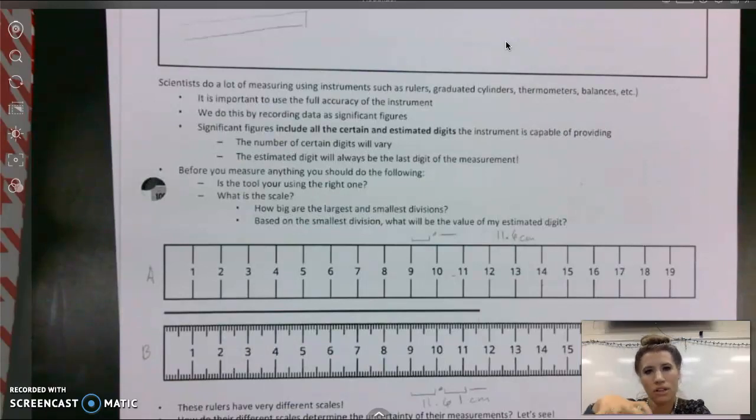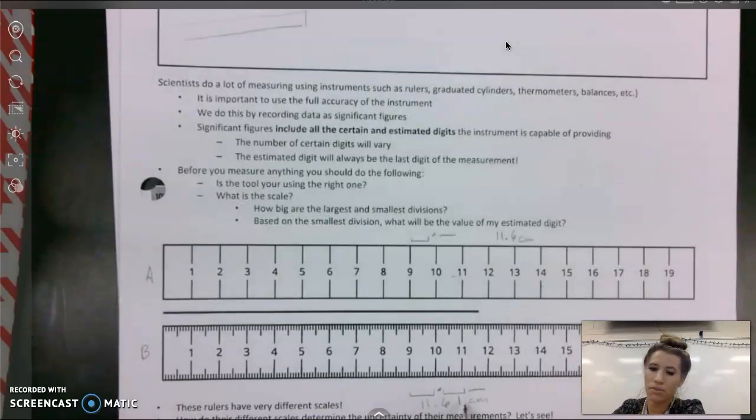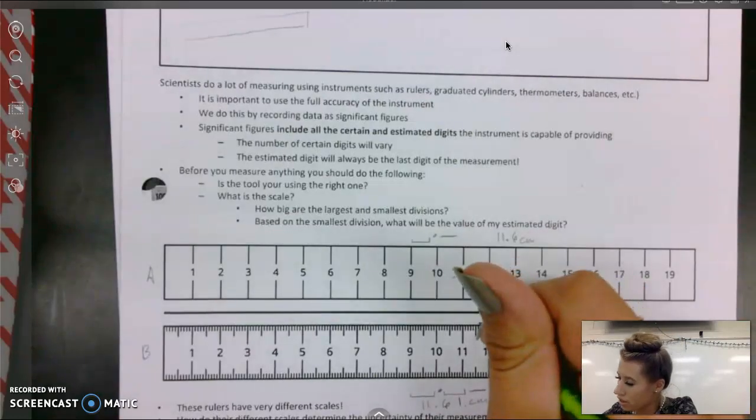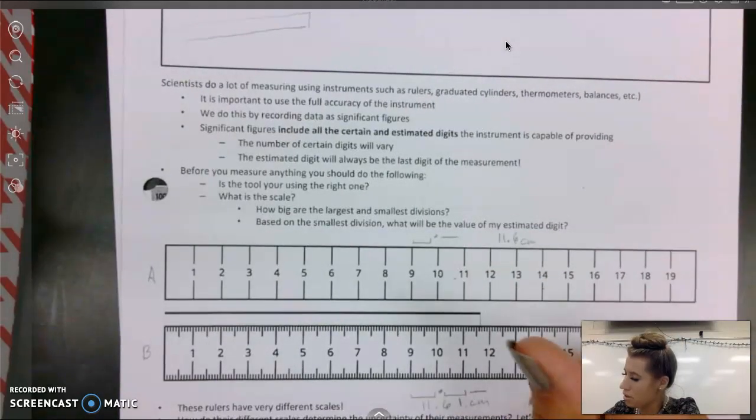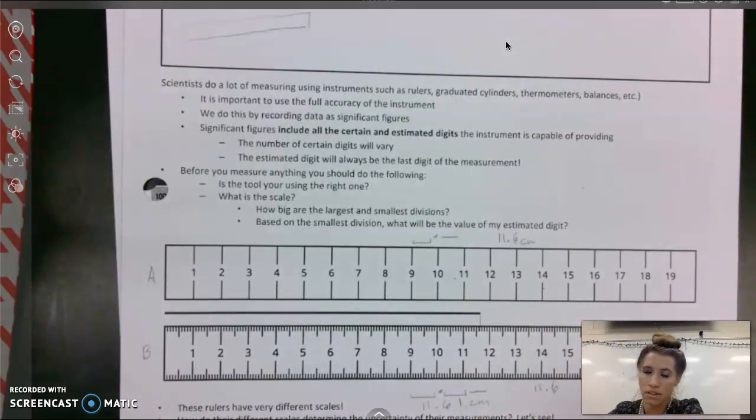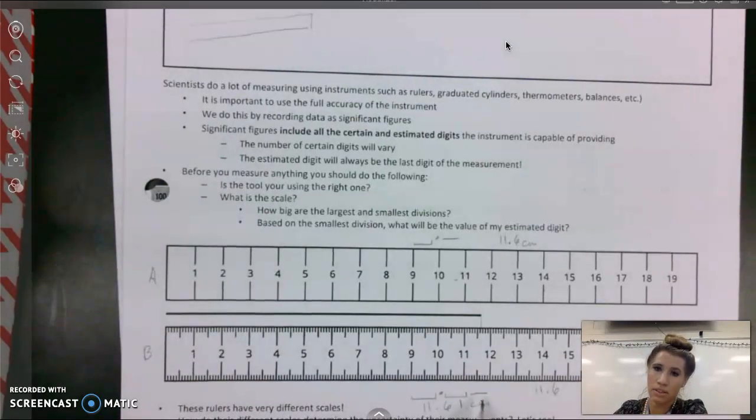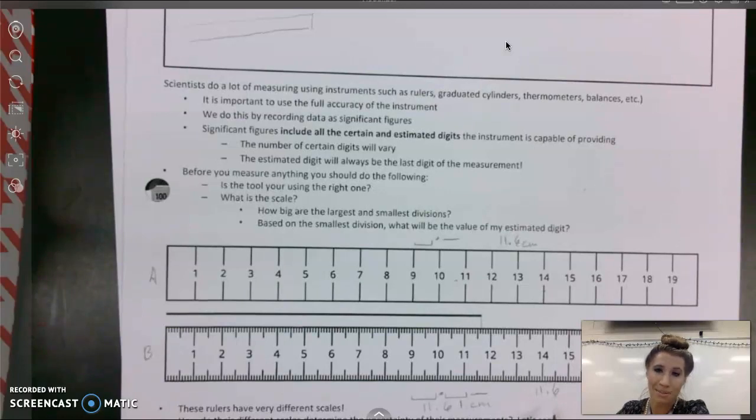Now, what if my estimation was that I was right on that line? So let's say that I didn't think it was just past it. I thought it was right on the line at 11.6. Now, this is where my students get the most confused with this. According to this tool, the 100ths place here is going to be the estimated value. So I do need to give an estimation, but I feel like it's right on that calibration mark. So my estimation is that I am 0/10 of the way to the next calibration mark.